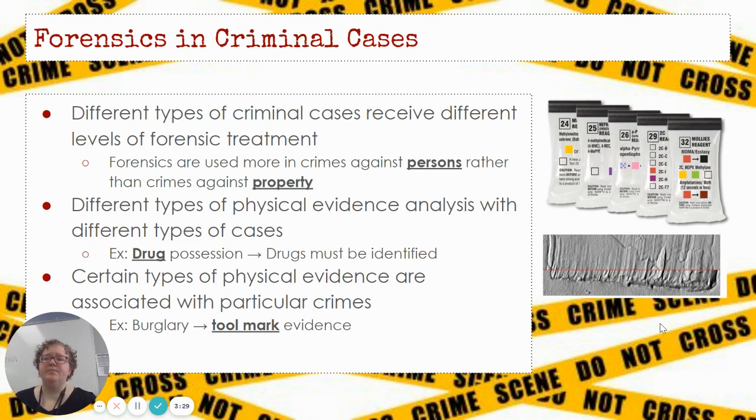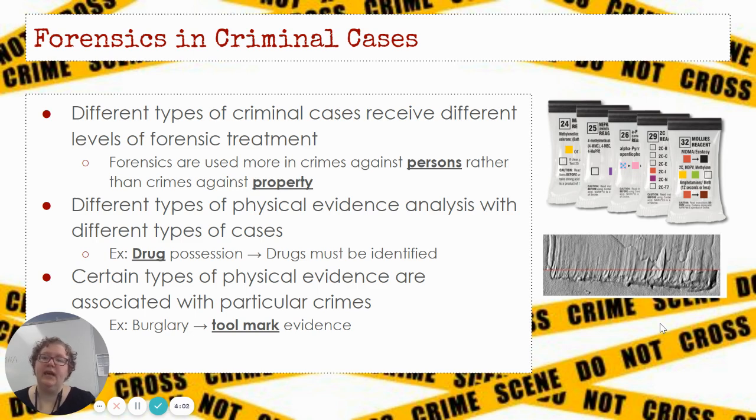All right, so there are different types of criminal cases, and different types of cases are going to receive different types of forensics treatment. So forensics are used more against crimes against persons rather than crimes against property. So crimes against persons would be things like assault, battery, rape, murder. Forensics is used more in those types of cases than it is with property cases, such as property cases like vandalism, for example, right? Or trespassing.